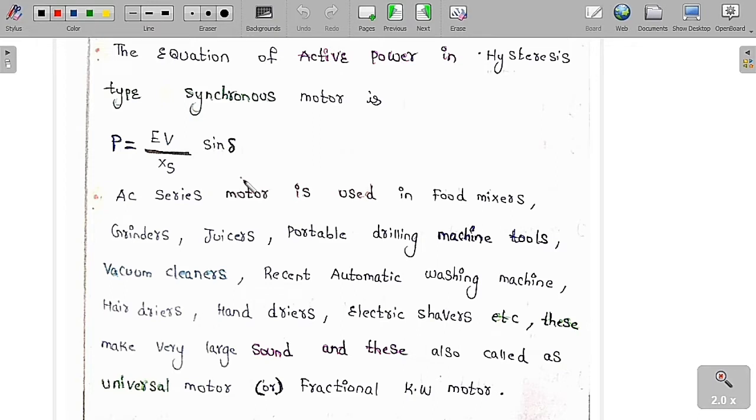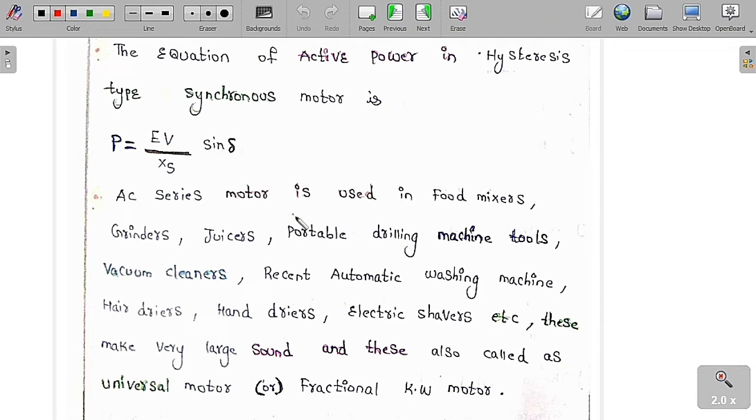Torque is equal to P by omega, so you have to take only the sin 2 delta part, power by omega, which finally gives 60 by 2 pi Ns into V square by 2 into (1 by XQ minus 1 by XD) into sin 2 delta. Whereas the equation of the active power in the hysteresis type single phase synchronous motor is very simple: P is equal to EV by XS into sin delta.